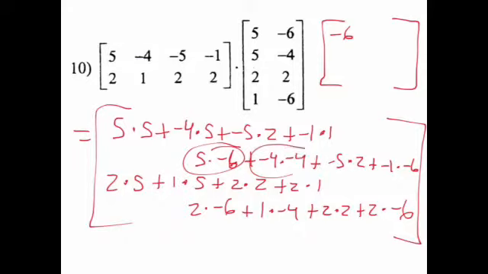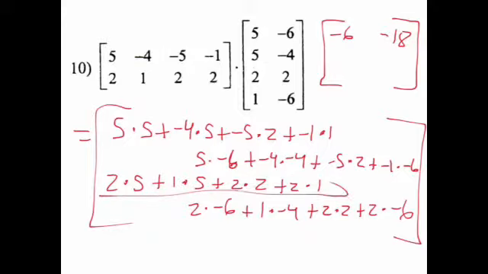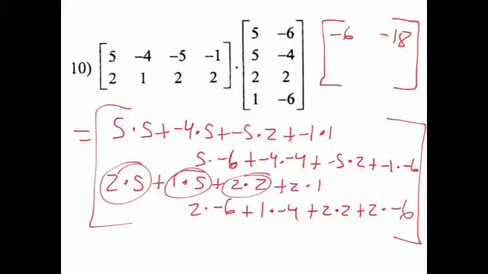This here is negative 30, positive 16, negative 10, and positive 6. So 16 plus 6 is going to give me positive 22. Negative 10 plus negative 30 is going to give me negative 40. So negative 40 plus 22 is negative 18.